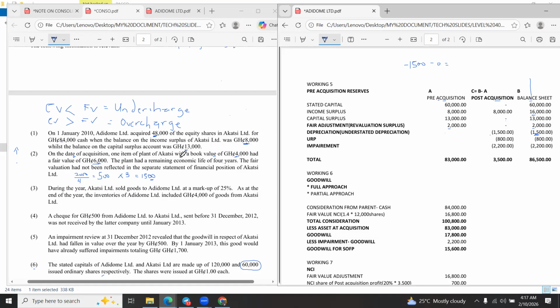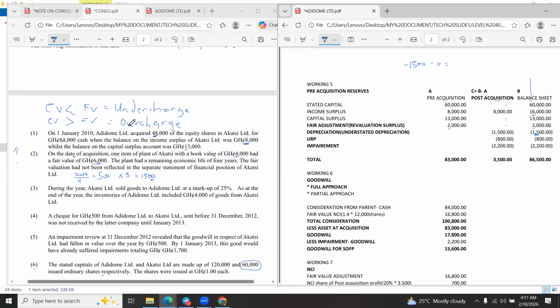What if the book value was 6,000 and the fair value was 4,000? What would you do? Would you say depreciation is an expense? That is why it's a negative figure. It will be the vice versa. That is why I have specifically written undercharged and overcharged for you.